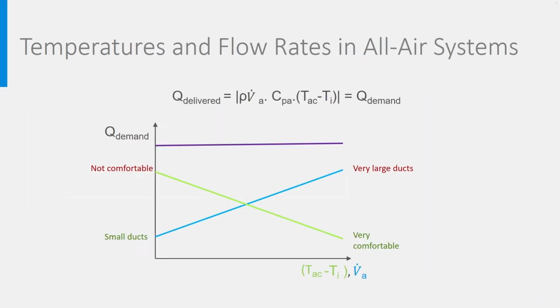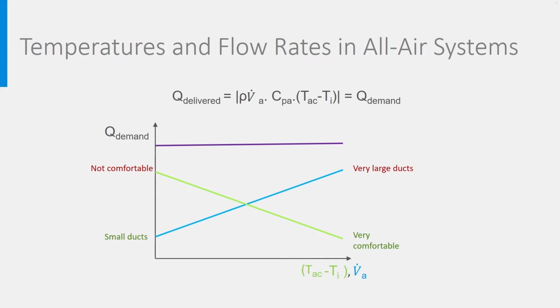You see on this graphic the relationship between the temperature difference TAC minus Ti in green and the corresponding volume flow rates in blue, delivering the energy demand in purple. Either you choose for a small volume flow rate with the advantage of having small ducts, but then you need a high temperature difference. In heating modes, that could mean that TAC would be over 35 degrees and in cooling mode below 12 degrees, which feels very uncomfortable as you learned in a course on local discomfort.